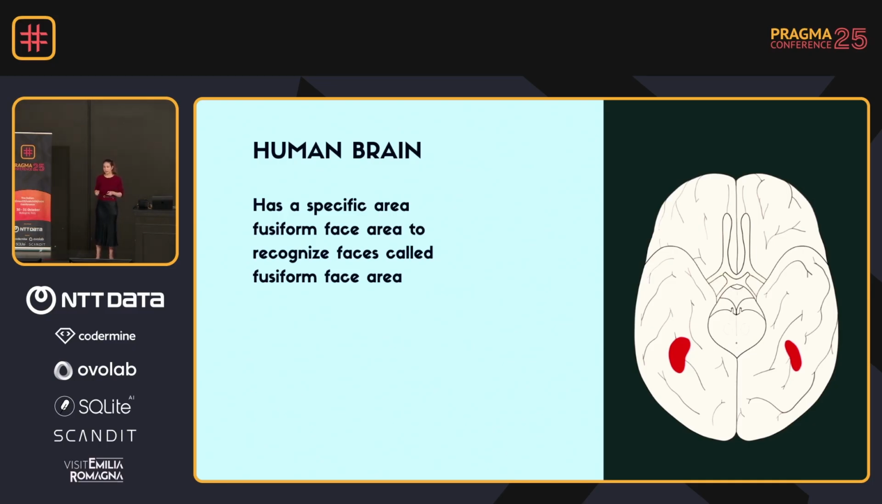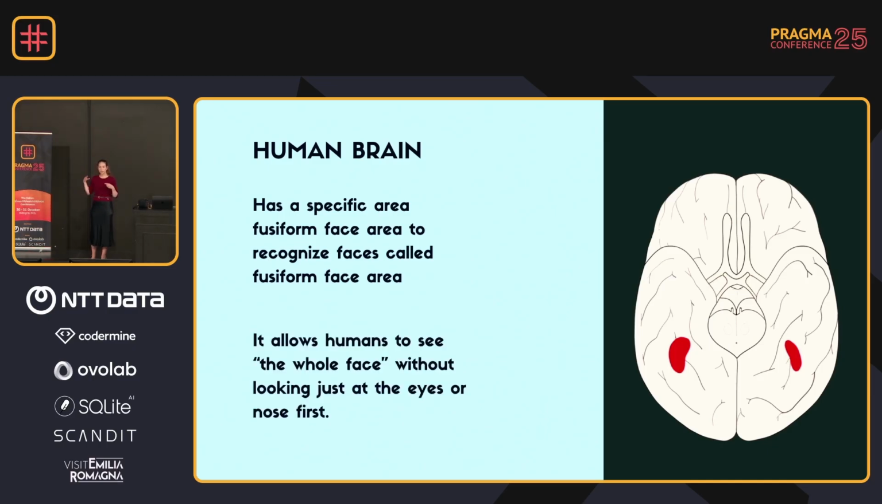How it works is that when we look at someone, we don't actually check the eyes or the nose or the mouth or the eyebrow shape. We just look and we know. The fusiform face area works in a way that it immediately scans the whole face. And because of that, here comes a question.